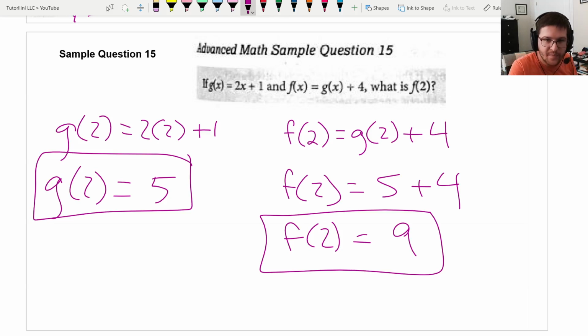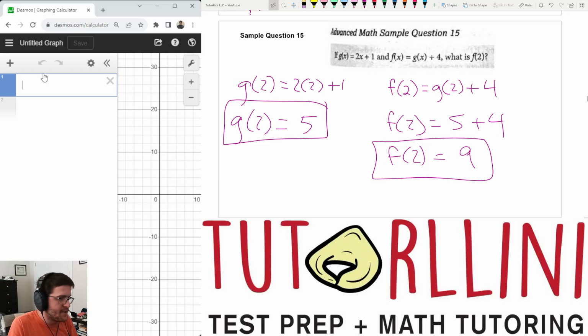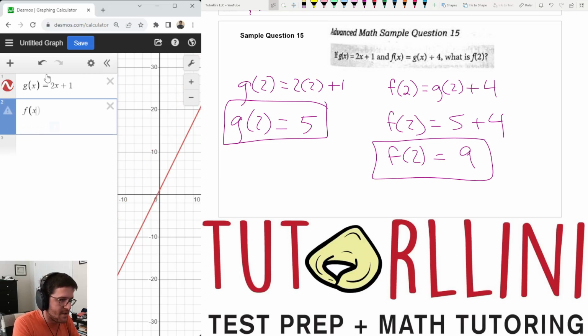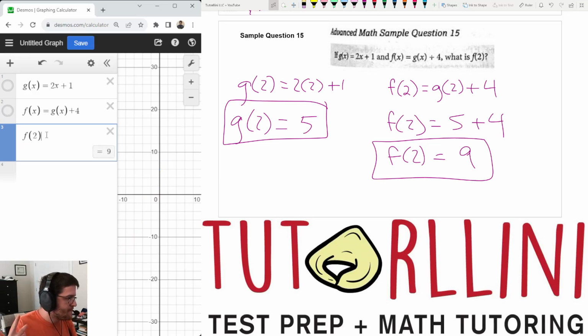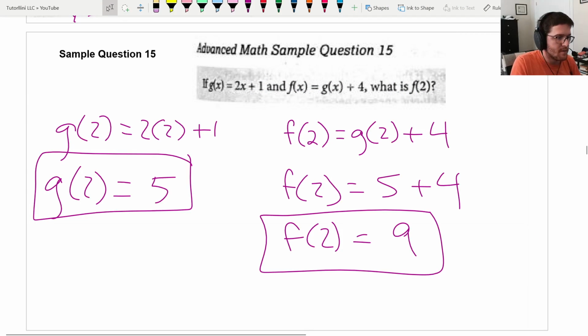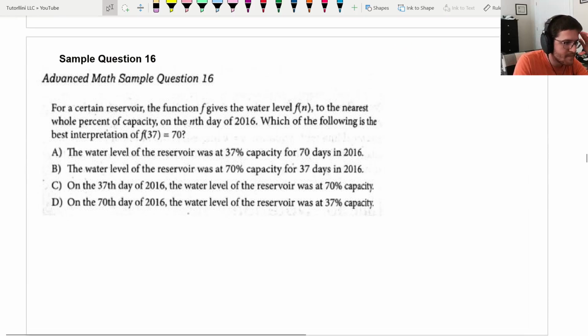9 is the answer. Function notation is really, really good on Desmos. It can even do it when functions are calling on each other like this, as long as you give them different names. And I don't really care about the graphs. I'm going to type in f of 2, and it tells me 9. Desmos is really helpful for this question too. Great, let's keep going. Okay, we've done ones like this a lot in the practice tests.